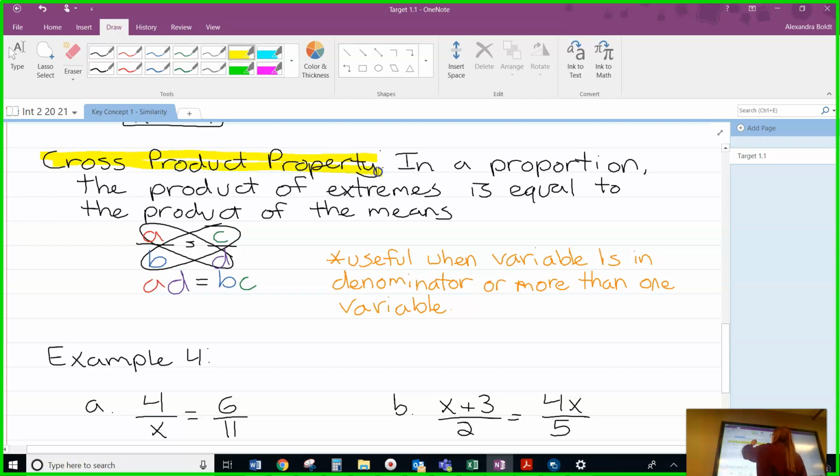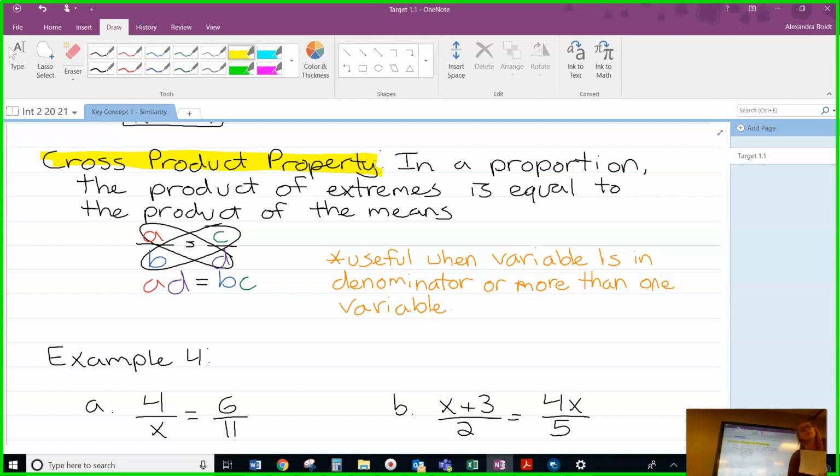Our cross product property says, in a proportion, the product of extremes is equal to the product of the means. Now those are big words, but all it says is this. If I have A over B equals C over D, my product of A times D is equal to the product of B times C. So A and D are your extremes, and B and C are your means. You're not really going to have to know those words, so just remembering this picture is really what you want.